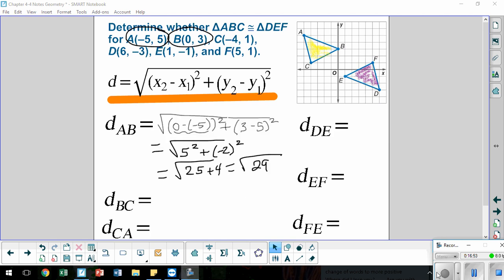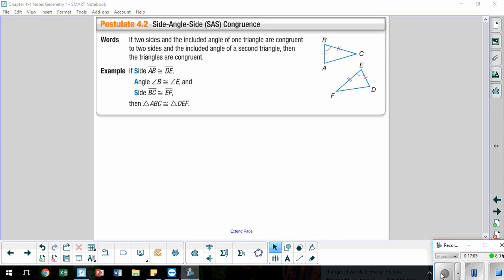So if you were to go through all of it, then you could prove that one triangle is congruent to the other. The sides have to be the same. So like AB and DE would have to both be the square root of 29. Okay, so for the next one, now we're going to learn about side angle side. Nothing different.